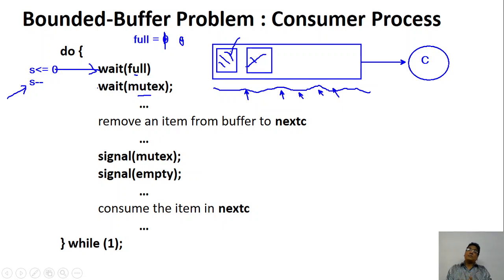So one item is produced, one consumer has taken it. What will happen to the next consumer? If the next consumer comes here, that consumer has to wait. Okay, so that's the idea.